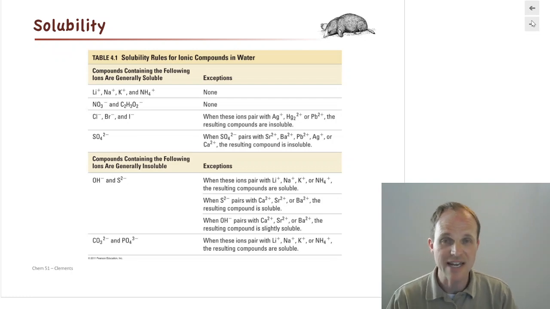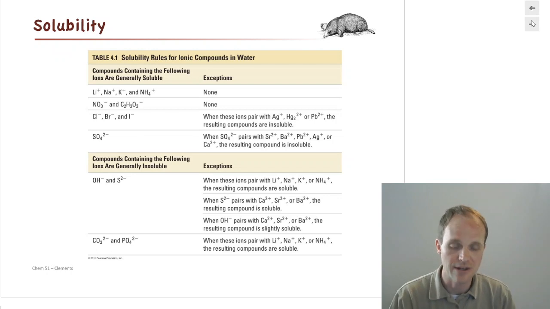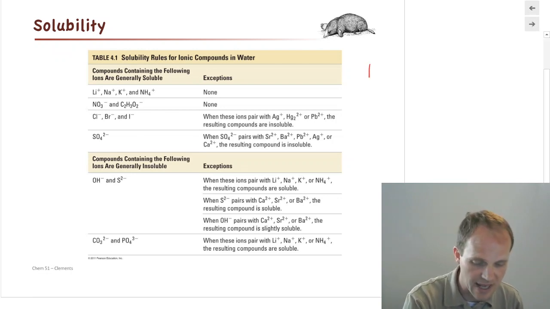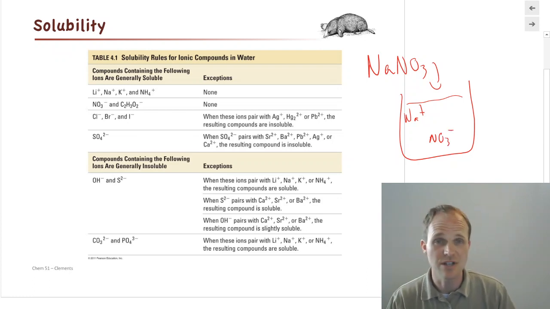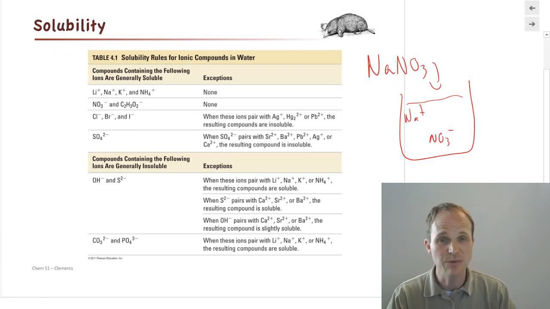Things like nitrates and acetates are also considered to be very, very soluble, which means if you put a reasonable amount into water, it's going to dissolve and you're just going to have the separated ions. So for example, if I put sodium nitrate, NaNO3, into a beaker of water, the only thing that's going to be in that beaker of water is some Na+ and some NO3-. They're not going to talk to each other. They're not going to be together anymore. That's kind of what soluble ions mean, soluble salts.